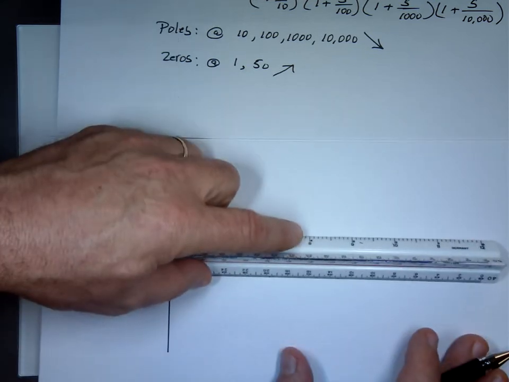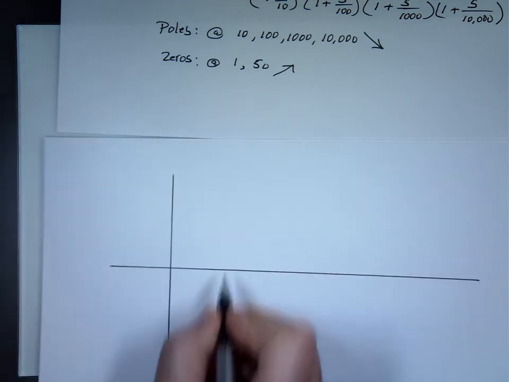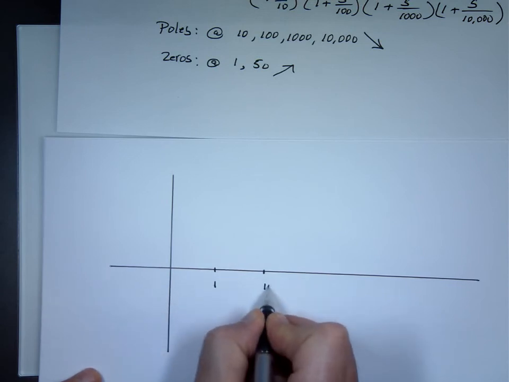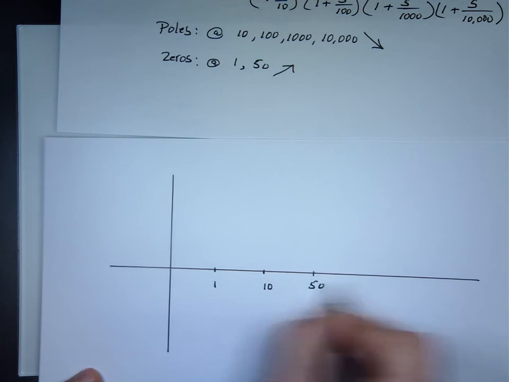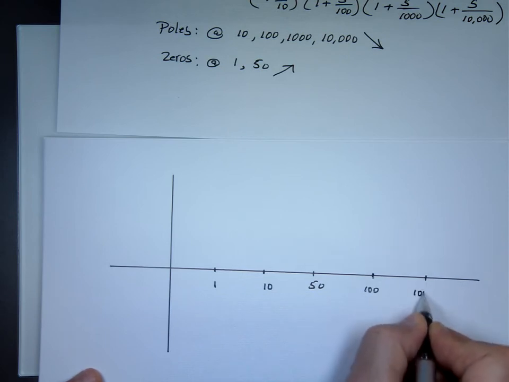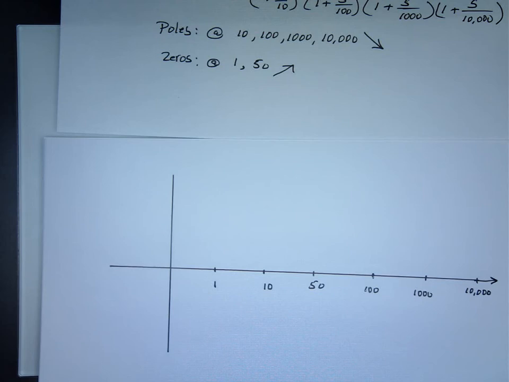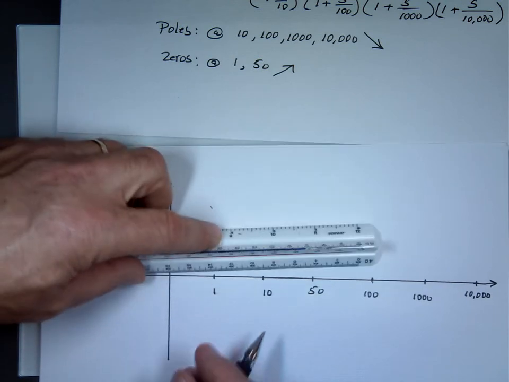And again, I have no idea where they're coming from. So I'll put a 1 here. I'll put a 10 here. I'll put a 50 here. I'll write these numbers. I'll put 100 here. Don't worry about the scale. I'll put 1,000 and a 10,000. Now, that means it was constant somehow. And I don't know what that number is. But it was constant. There was no poles at 0. There was nothing at 0.